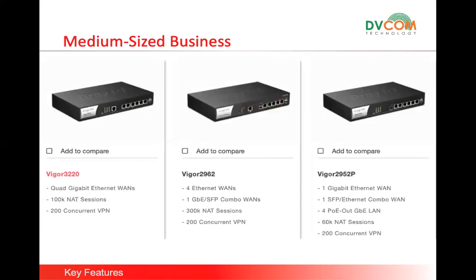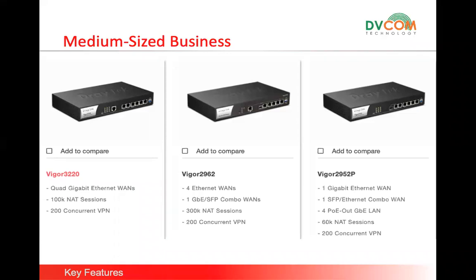We have medium-sized business routers, especially the Vigor 3220. You can terminate up to 4 internet connections, and it supports up to 100,000 NAT sessions, and you can configure 200 VPNs. And again, if you go with the Vigor 2962, it supports up to 4 internet connections. You can terminate them, and you can do load balancing between them. It has a combo port as well. A combo port is nothing but a fiber and copper port. In case you want to use the fiber, you can use it, which is going to support 1 gig, and it supports up to 300,000 NAT sessions, and you can configure 200 concurrent VPNs.